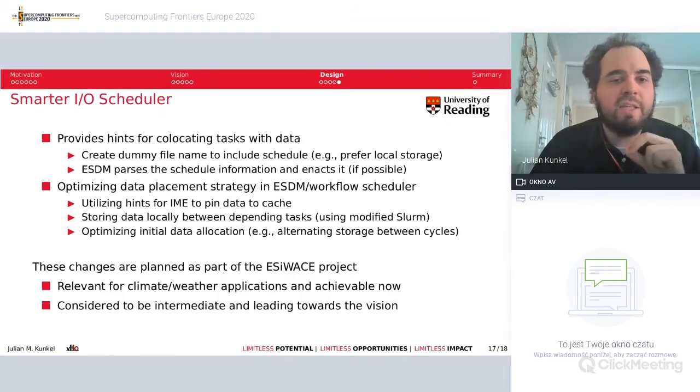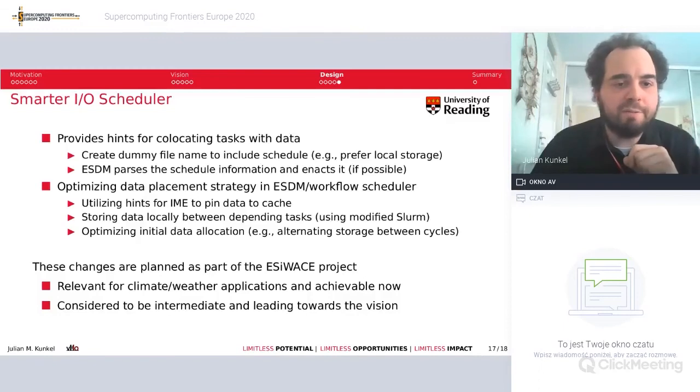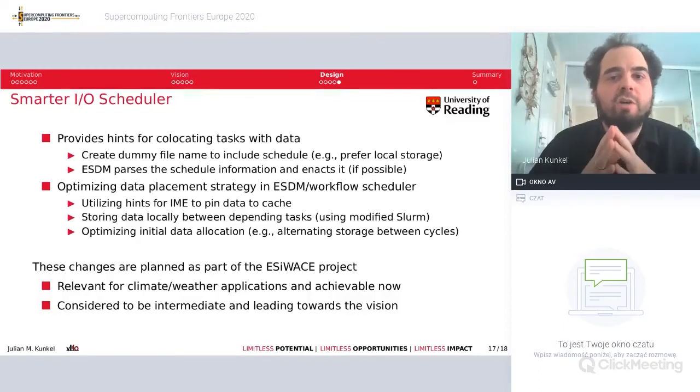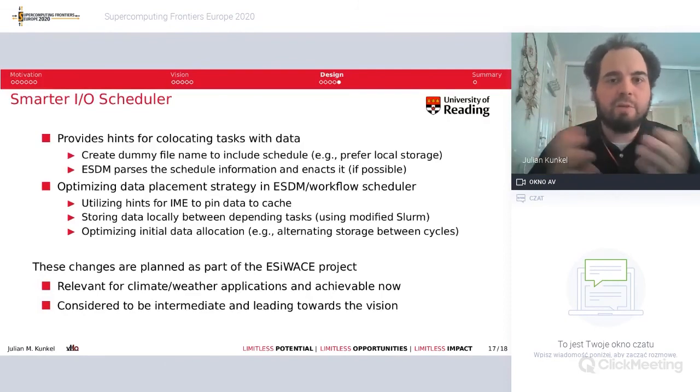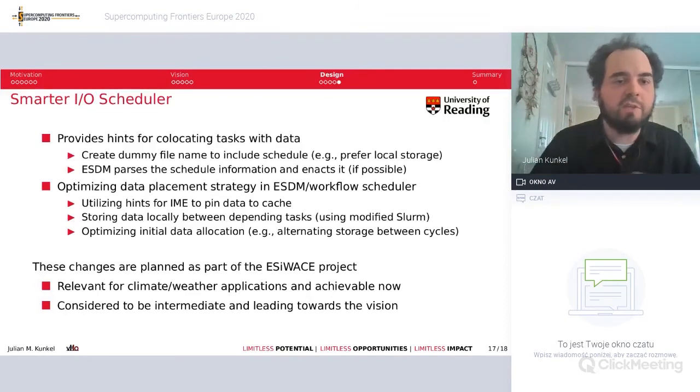And what we also use is IME to pin data to the cache or prefetch the data to the IME system from a Luster backend, so to speak. And we also optimize the initial data allocation. So when you have the cyclic workflow, what you could think is in cycle 1, I place the data on Luster 01, and in cycle 2, you place it on Luster 02. This is a very simple example of how you could potentially optimize this.